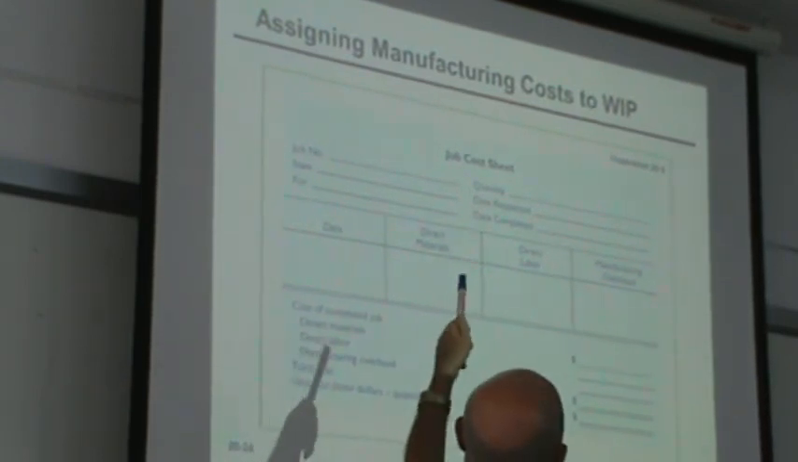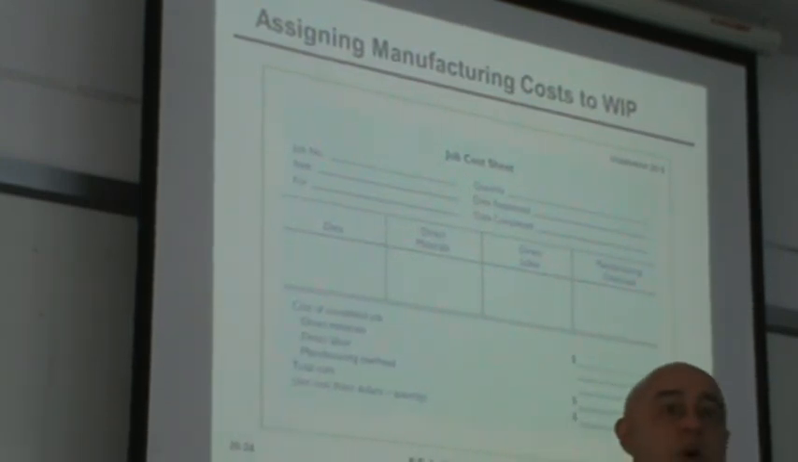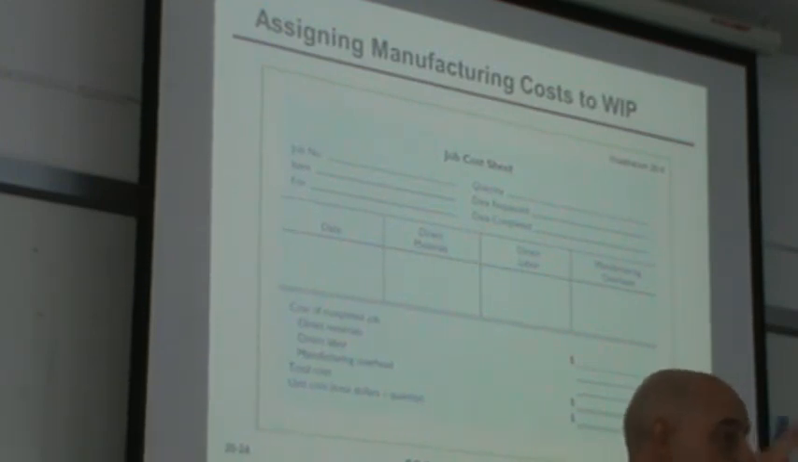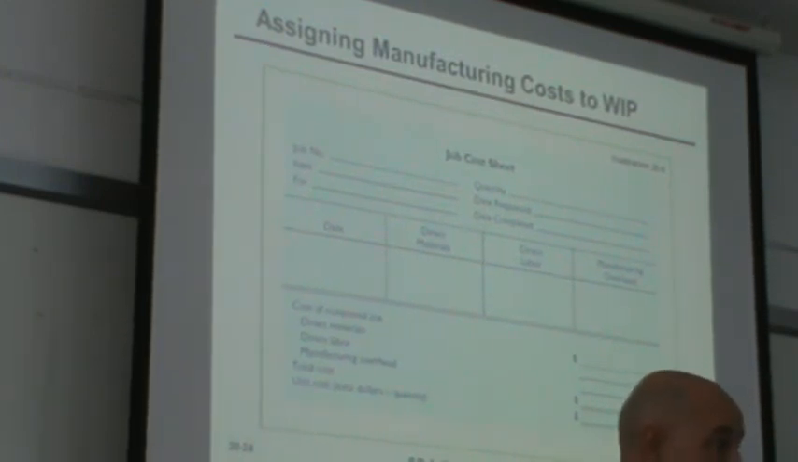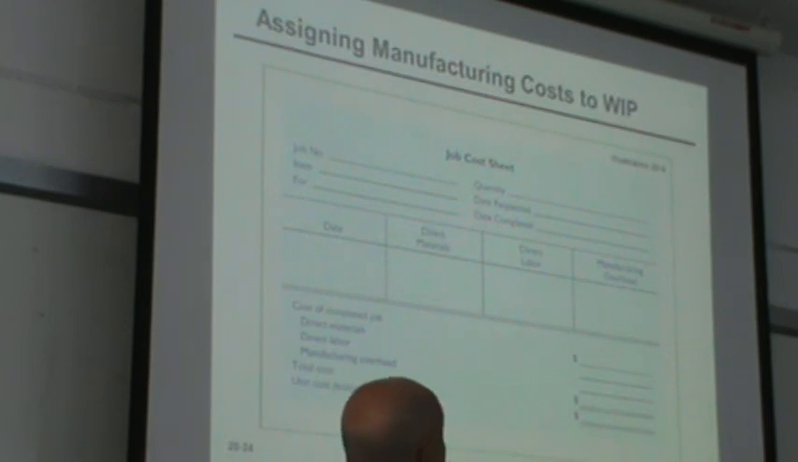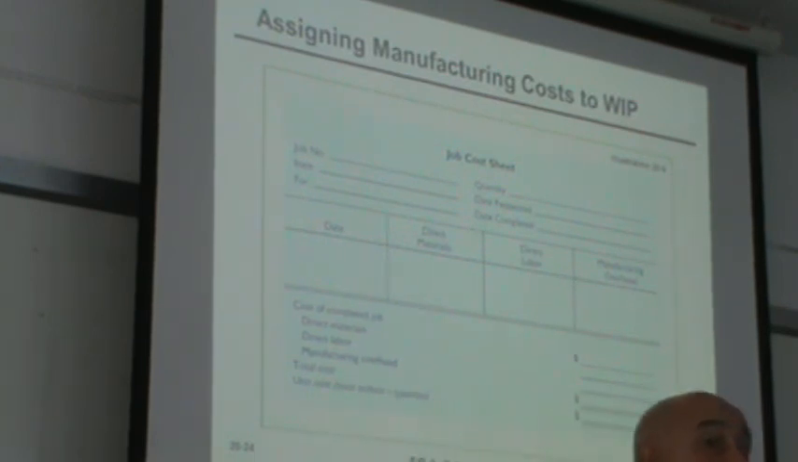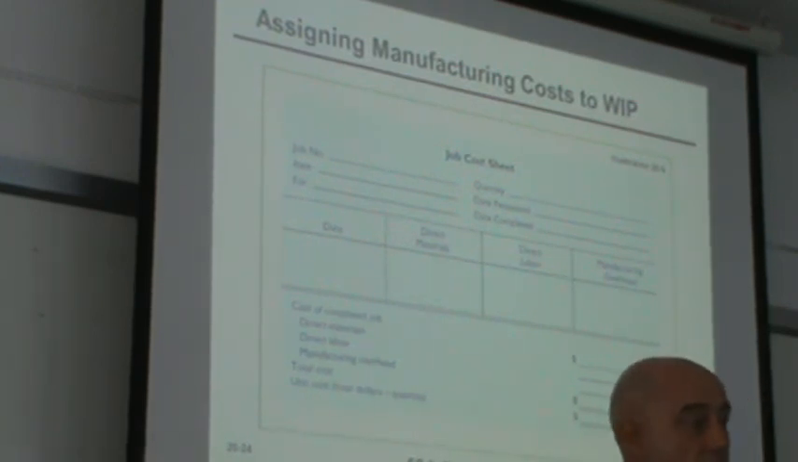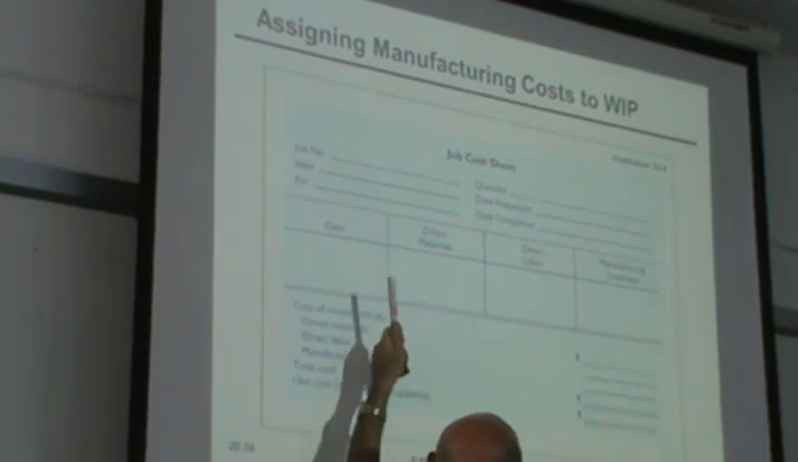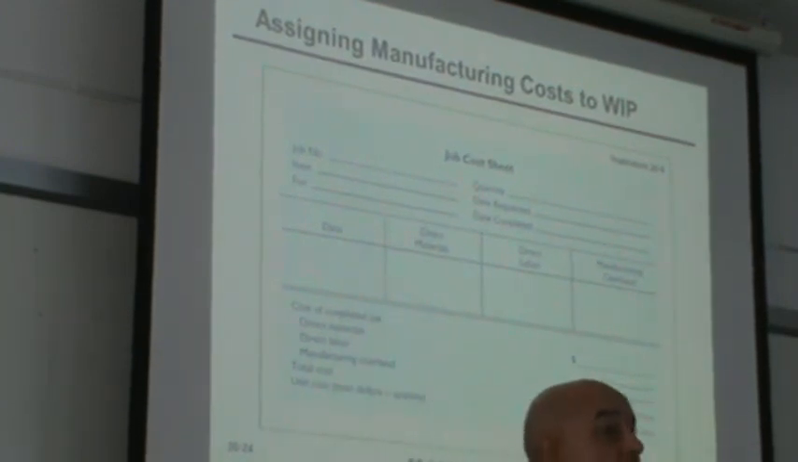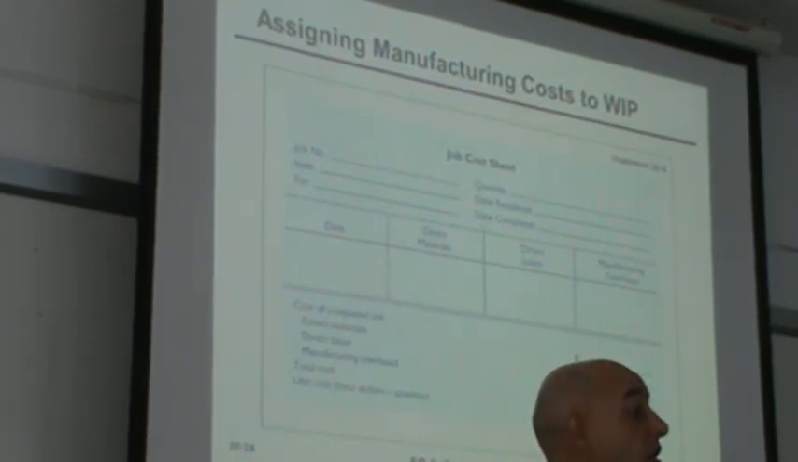This is the job cost sheet. On one of the homeworks, you simply have to fill out what the job cost sheet looks like. Or they give you the cost, the job cost sheet, and you have to make the entries. So when you make an entry here, you have to make an entry in work in process.